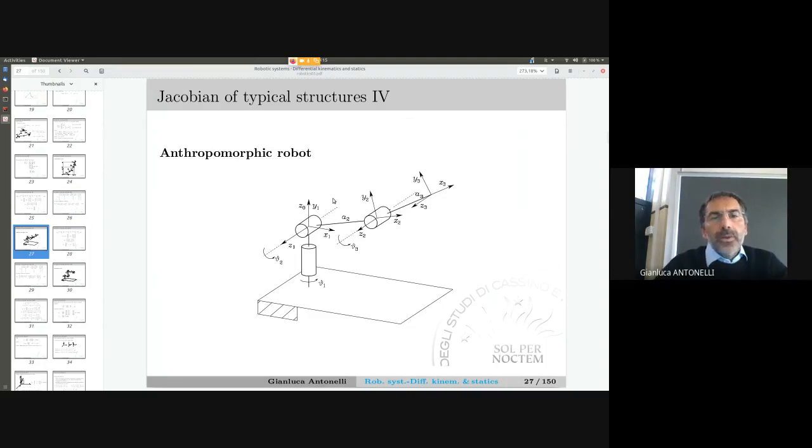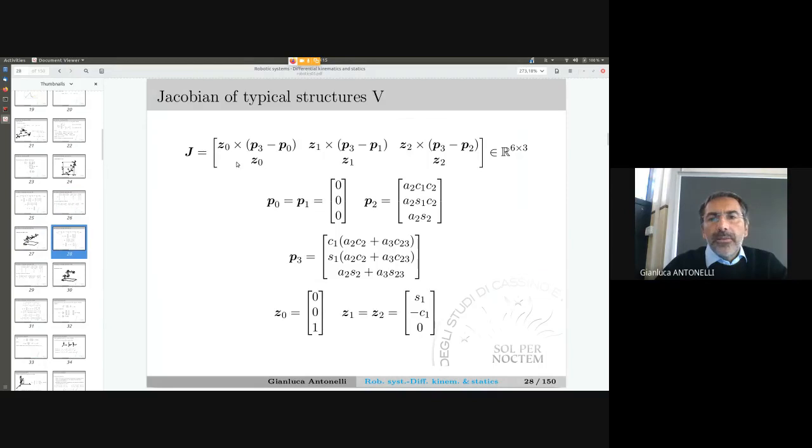The Jacobian for an anthropomorphic robot. Well, if you look at the symbolic expression of the Jacobian, that's exactly the same as the previous one, because it is simply with the correct index for the variables, but the three are rotational, so exactly the same.